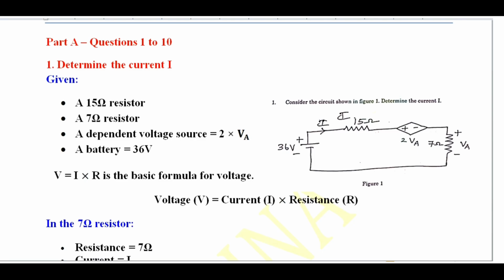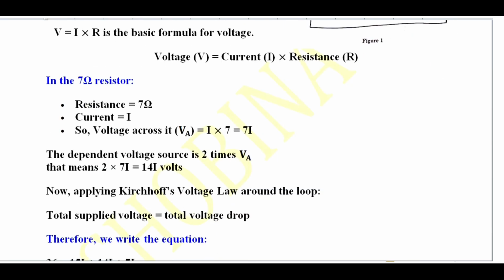Since voltage across a resistor equals current times resistance, that is, voltage across a resistor is equal to current multiplied by resistance. This is the basic formula for voltage, which is V equals I into R. V is voltage, I is current, and R is resistance. In 7 ohm resistor, resistance is 7 ohm, current is I. So voltage across is I into 7, or simply 7I. Now dependent voltage source is 2 times VA. Since VA is 7I, we multiply 2 times 7I, that gives us 14I volts.